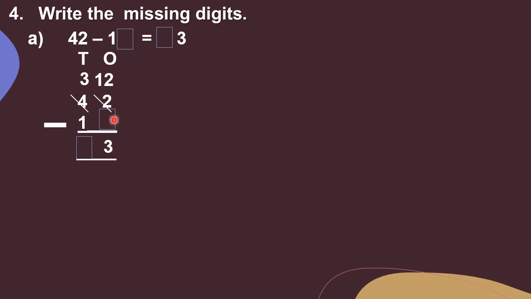So let's start. 12 अपने माइंड में रखेंगे. Open your 3 fingers. Let's start backward counting. 11, 10, 9. So we will write 9 here. Okay, and 3 minus 1 is equal to 2. Understood? So 42 minus 19 is equal to 23.